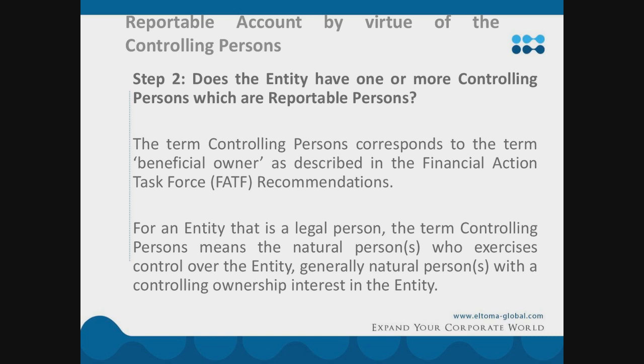For example, an individual A may own a 20% interest in entity B, and although held in the name of individual C, pursuant to a contractual agreement, individual A also controls 10% of the voting shares in entity B. In such an instance, individual A should meet the definition of controlling person.